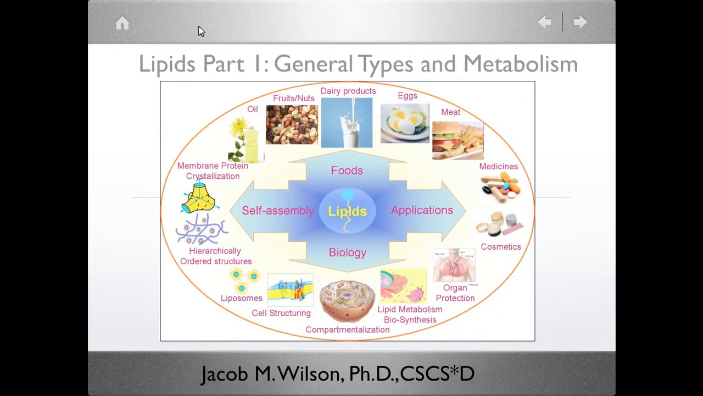Alright, welcome everyone to part one of our new series of lectures on lipids. And today's going to be on generally what are the different lipid types and how are lipids metabolized.